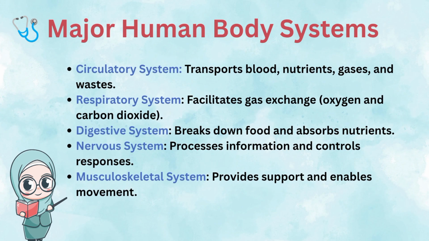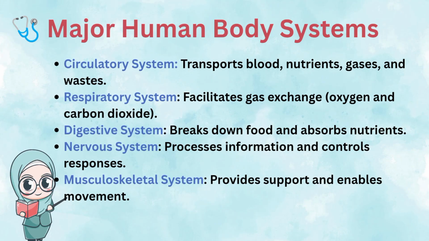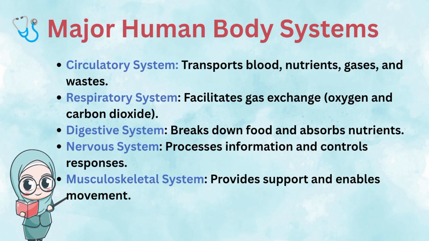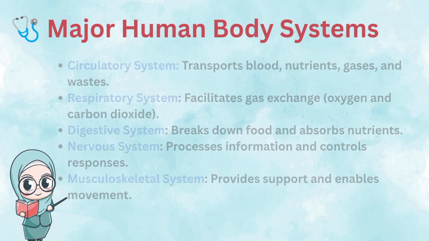Major human body systems. Circulatory system, transports blood, nutrients, gases, and wastes. Respiratory system, facilitates gas exchange, oxygen and carbon dioxide. Digestive system, breaks down food and absorbs nutrients. Nervous system, processes information and controls responses. Musculoskeletal system, provides support and enables movement.